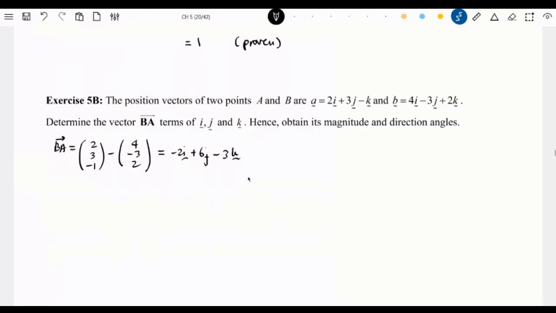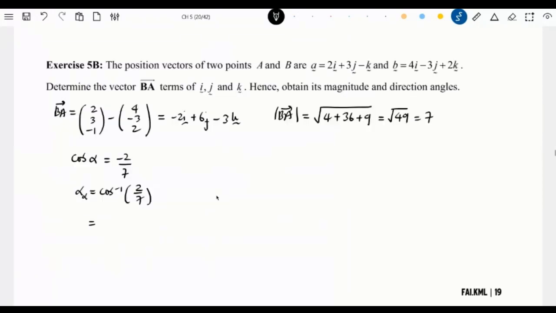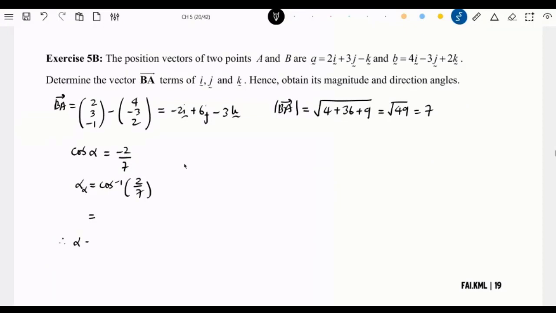Hence obtain its magnitude, which is square root 4 plus 36 plus 9. Magnitude dia dapat berapa? 7, square root of 49, right? So we get 7. And then direction angle, which is, we have it cos alpha equal to negative 2 over 7. So alpha should be inverse cos of 2 over 7. So we make it this one as a small alpha. So dekat sini kita dapat berapa angle dah? Inverse cos of 2 over 7.